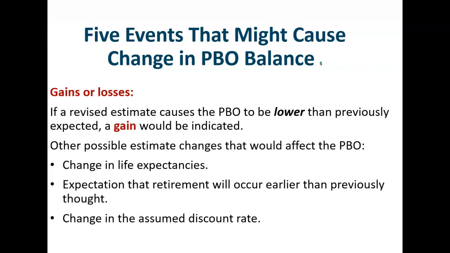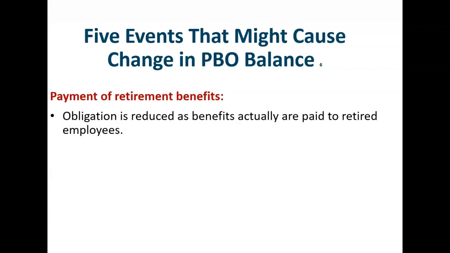A change in the assumed discount or interest rate would also affect the present value calculation. A lower rate would increase the estimate of the PBO. A higher rate would decrease the estimate of the PBO. Remember, what we've been doing here is calculating the present value of the amount that will be needed to provide pension benefits to employees when they retire.